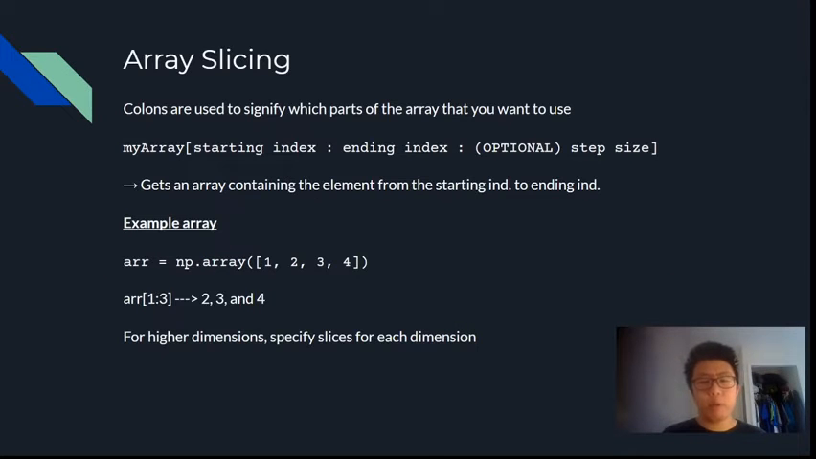Say, what if you want to use a part of an array? Array slicing is the solution to that problem. To slice an array, you need to specify a starting index of the slice and an ending index of the slice, with an optional step size. When you slice, the program gets the elements starting from the starting index and up until the ending index, in increments of step size. For higher dimensions, you need to specify slices for each dimension.